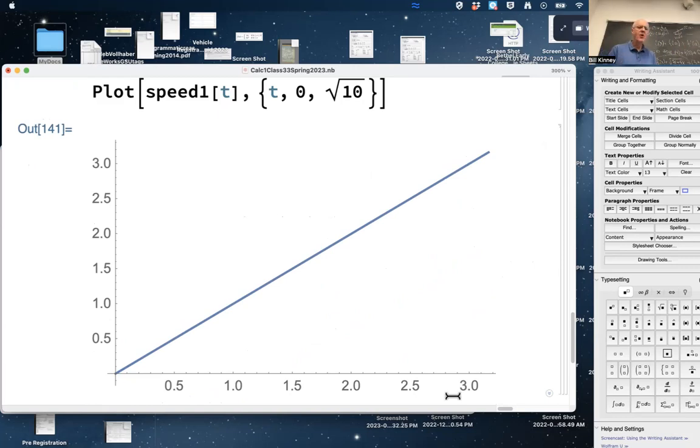Area under it's the area of a triangle. 1/2 base times height. 1/2, what's the base? Square root of 10. What's the height? Square root of 10. Square root of 10 times square root of 10 is 10. Times 1/2 is 5. 5 units of distance. The area of the triangle is still the distance traveled.